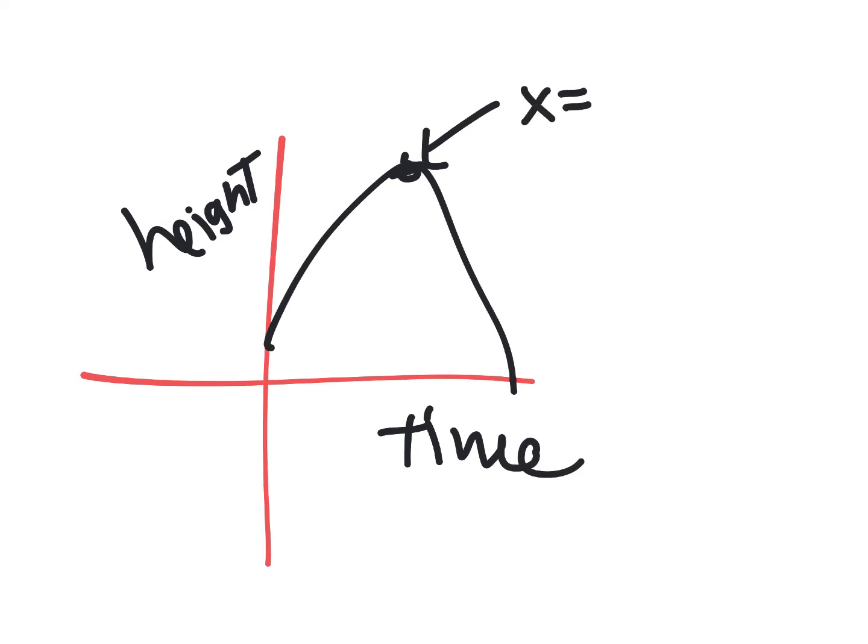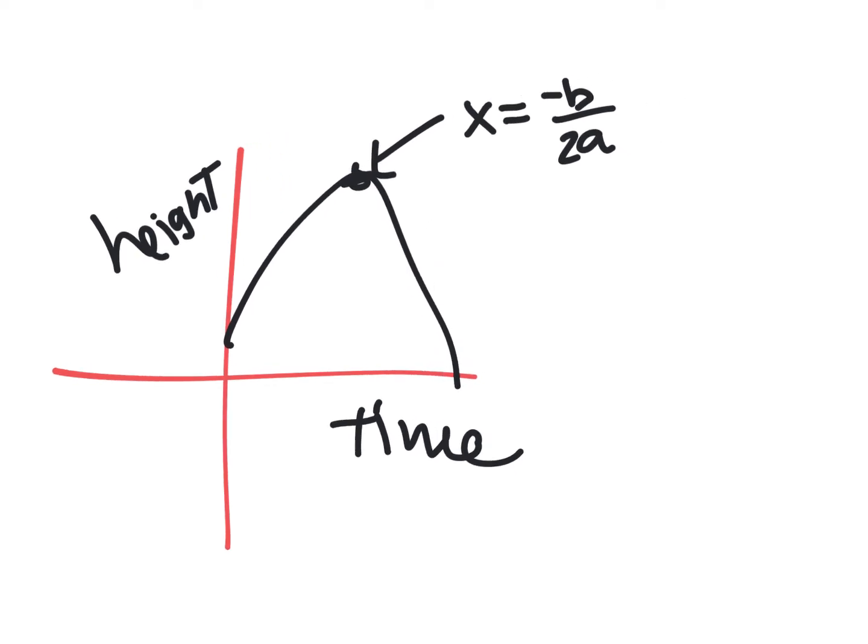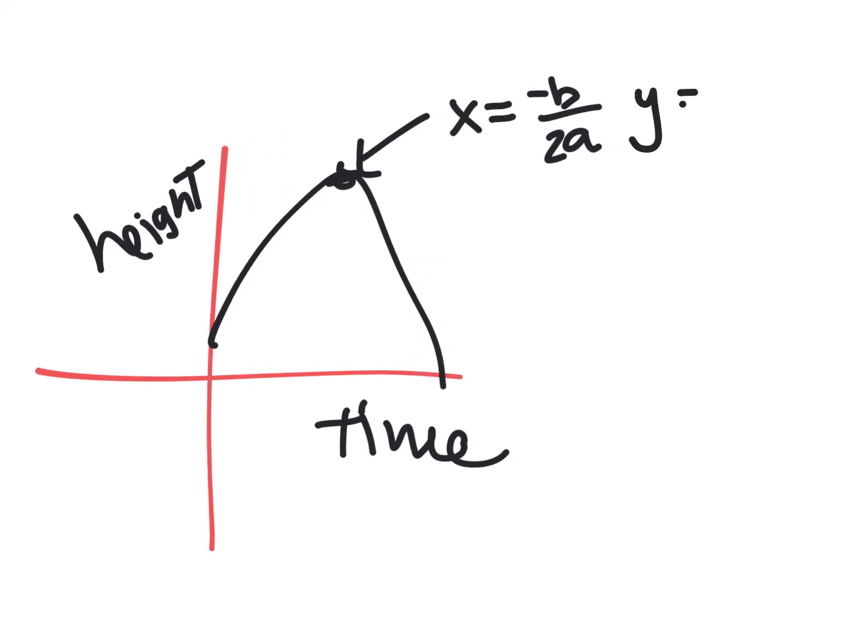You already forgot? Negative b over 2a. It's the beginning and the end of the quadratic formula. That's technically the x of the vertex, and then the y of it would be f of that. Okay.